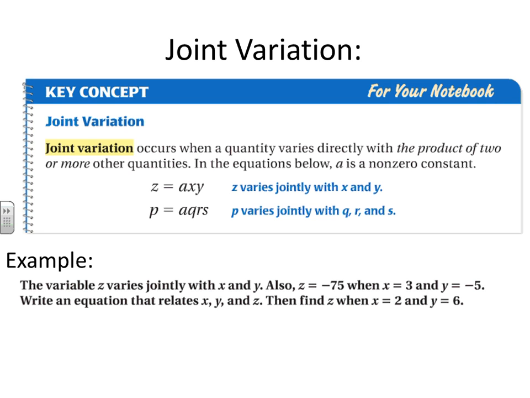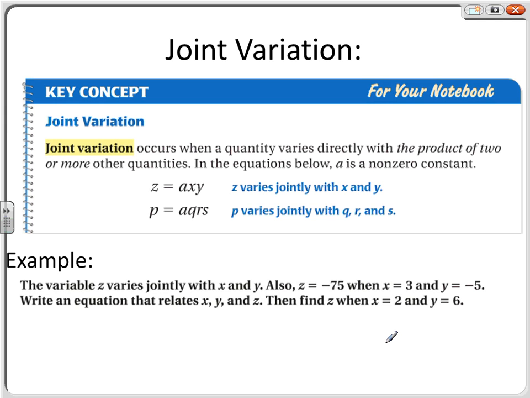Joint variation. Now we're going to put a whole lot of things together that can vary. You can vary inversely, directly, and just put it all in one equation. You're still going to have your constant of variation a. So here I could say that z varies, got my constant of variation. Jointly just means I'm going with x and y, so I'm going to have x times y, all of that together. Here you can see it varies jointly with q, r, and s.